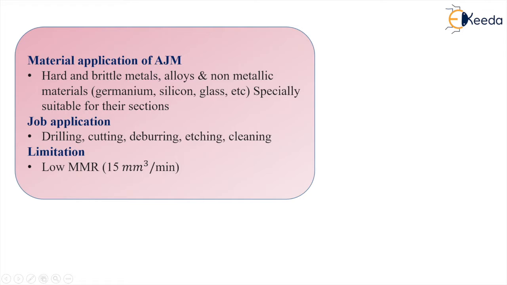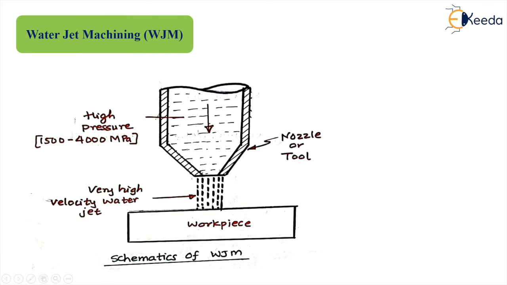And the limitation of this process is very low material removal rate, around 15 mm per minute. So this is the discussion of the abrasive jet machining. Let us start with the next process, very near to the AJM, that is water jet machining.